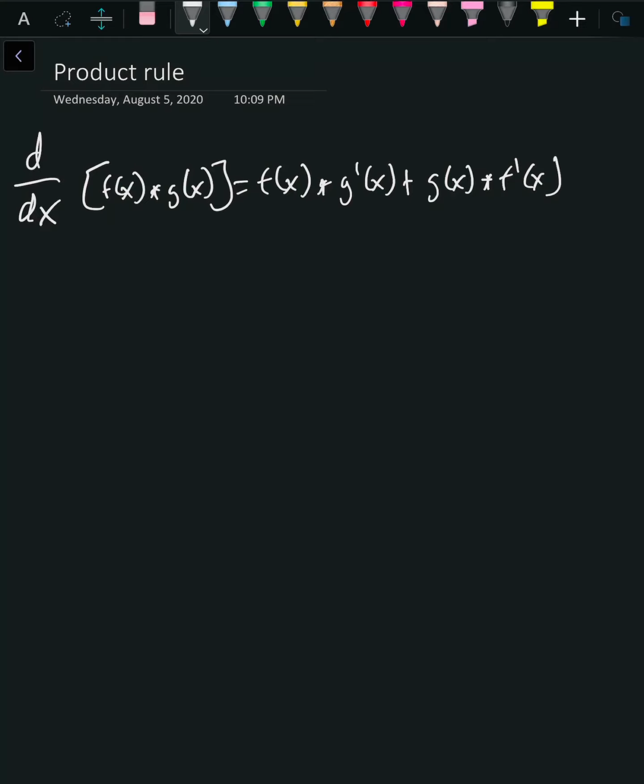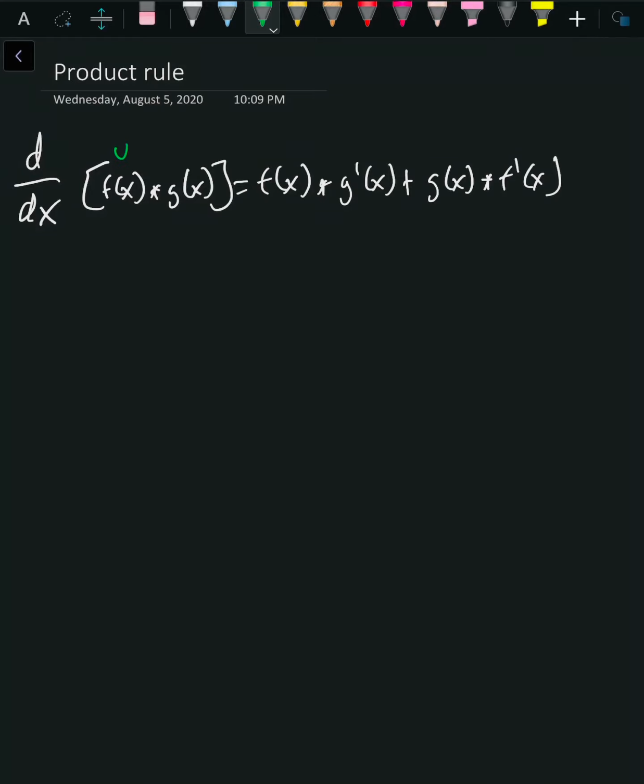So the product rule is a formula used to find derivatives of products of two or more functions. In this case, we have our first term and we have our second term. So we have to multiply our first term times the derivative of our second term plus our second term times the derivative of our first term. Right? Let's do one example down here.